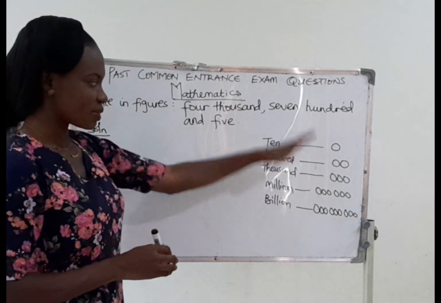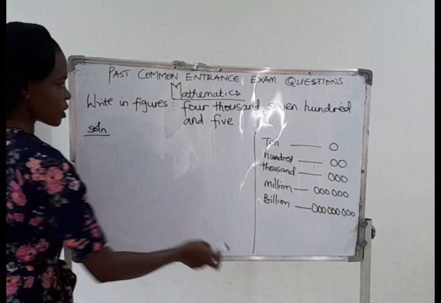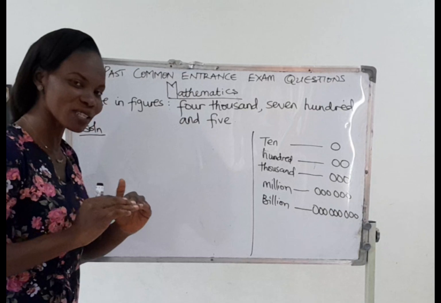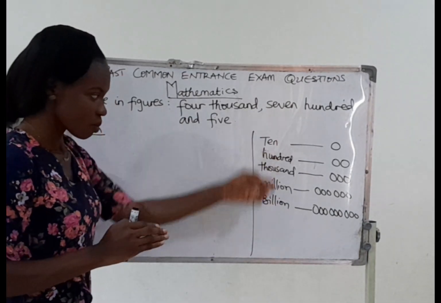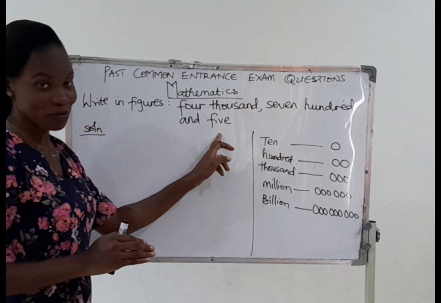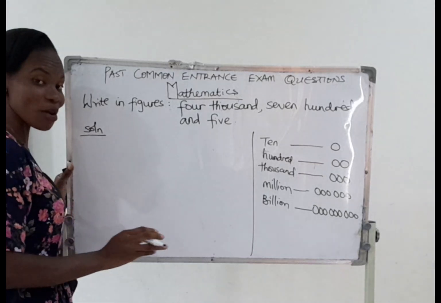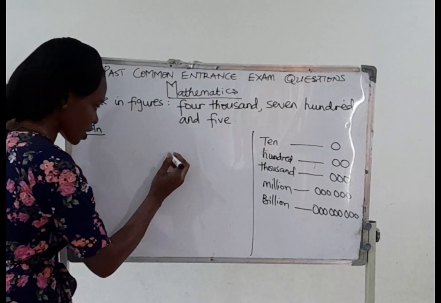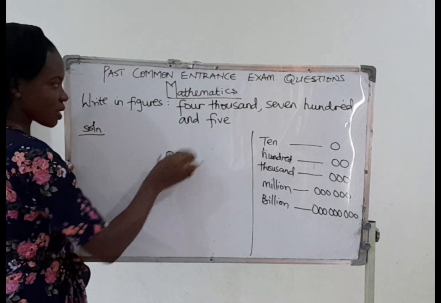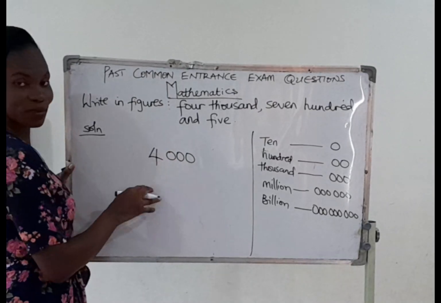Okay, so with this, let's come to this question. Write in figures four thousand, seven hundred and five. Our major concern is in all these things. Let's see where they fall. I have 1,000, I have 100, and I have 5. So 1,000, I start with the biggest one. 1,000 has how many zeros? From what you are seeing here, 3 zeros. So write the 3 zeros. What type of 1,000 do we have here? 4,000. So put your 4 here. Hope you are getting it.